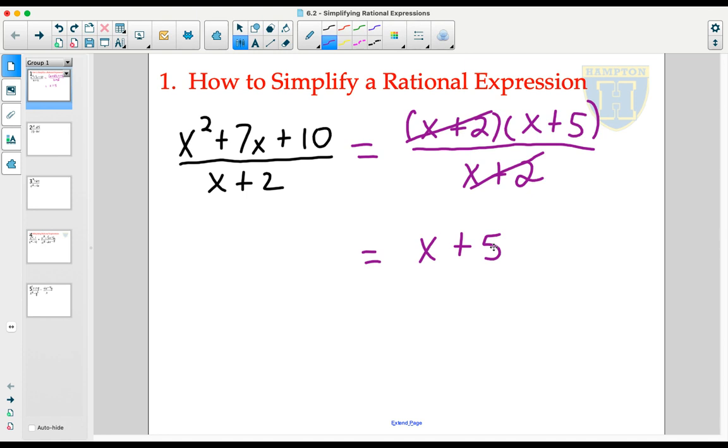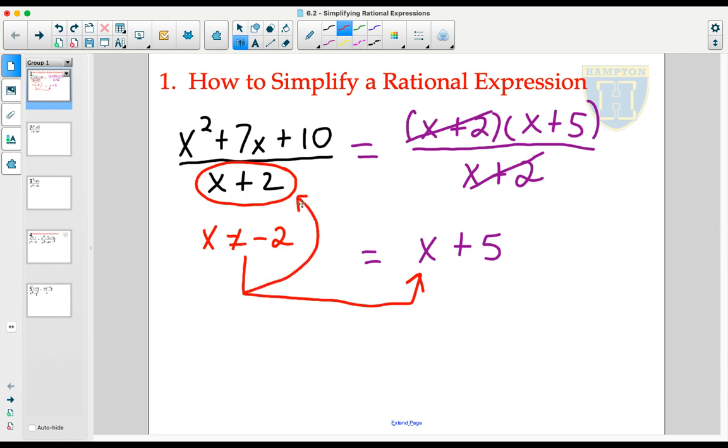Now you'll see on our lesson page that there's some consideration given to restrictions of the variable. Looking back at the original expression, we see x plus 2 in the denominator. That x plus 2 being in the denominator means that x is not allowed to be negative 2, despite the fact that in the final version of the rational expression, it looks like negative 2 would work. Because the rational expression was set up with that restriction placed on it at the very beginning, it doesn't really matter what it looks like at the end.